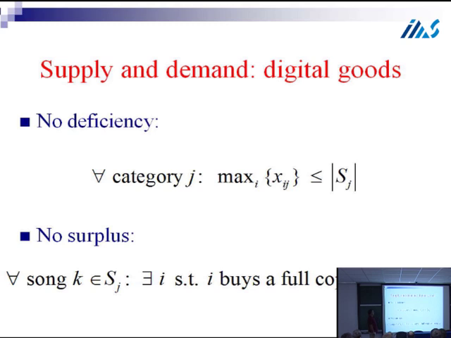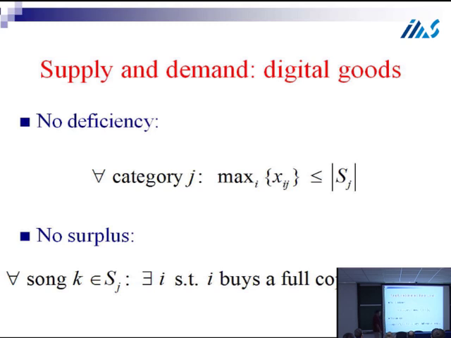In our case, no deficiency says that in any category, nobody demands more songs than there are in the category. Remember, once you apply the coarse allocation function, you are told how many songs this person wants from this category. And if that person wants 52 songs and the category has only 25 songs, we are in trouble. Then the prices are not right. Equilibrium has not been achieved. And equilibrium means that nobody wants more songs than there are in a category.